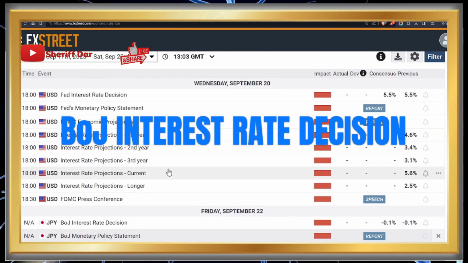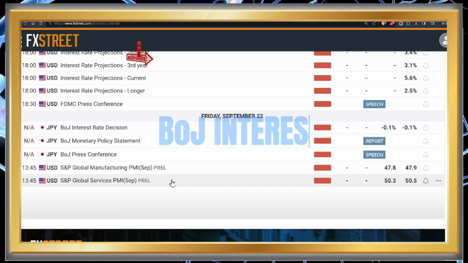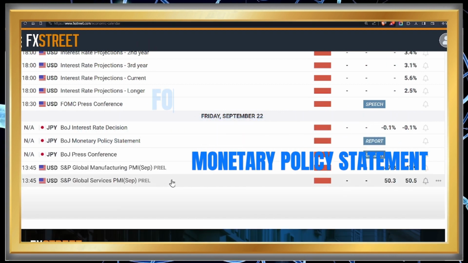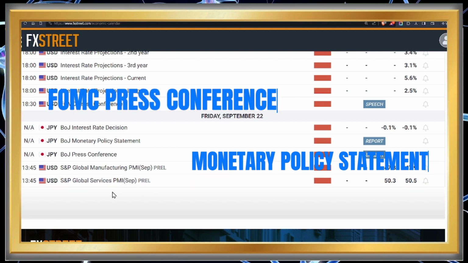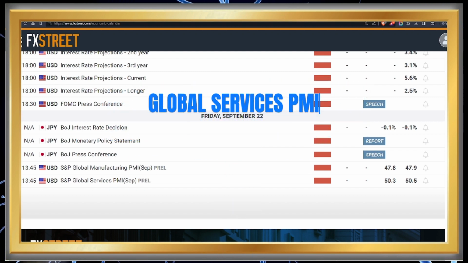Then on Friday, we have the Bank of Japan interest rate decision, then their monetary policy statement, and of course the press conference. Then on that same day, we have the global manufacturing PMI and the global services PMI, both from the US economic docket.